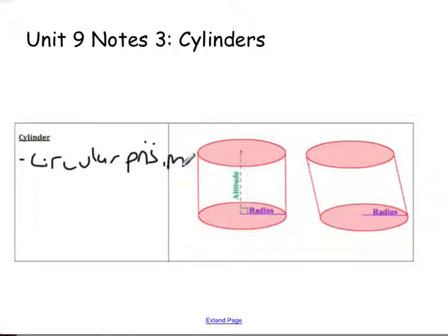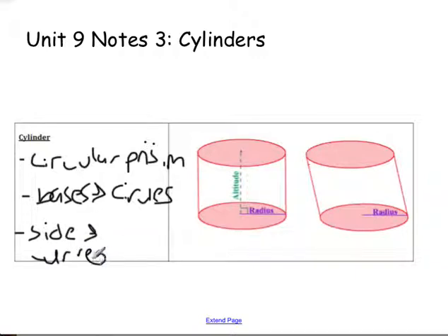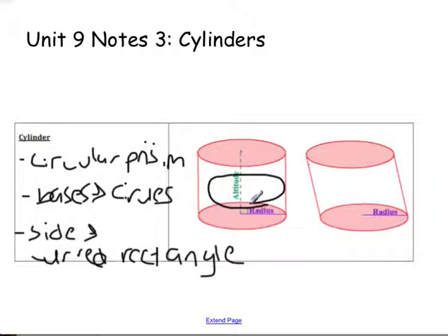The bases of a cylinder are going to be circles. That would make sense, right? Because that's what's going to make it a circular prism. All right, then the side of it is going to be a curved rectangle. So we talked about this a little bit when we talked about the net. So we're basically taking a rectangle and we're curving it around the circle. So you can kind of see that idea right there that's being curved around.